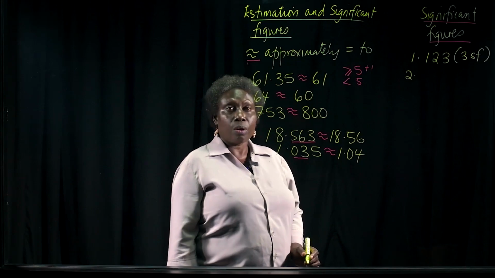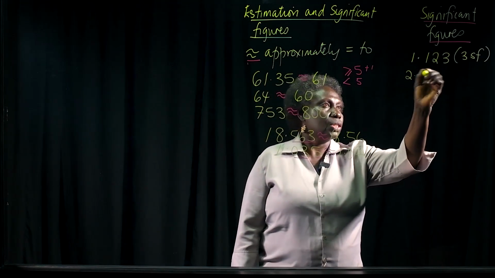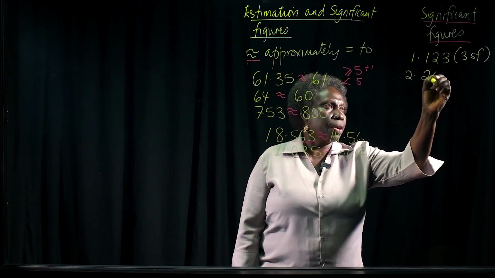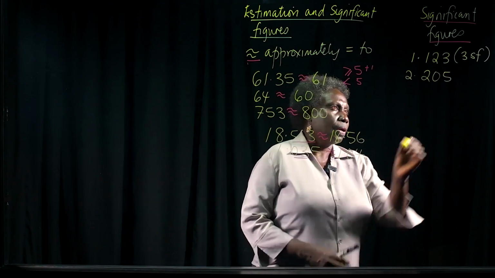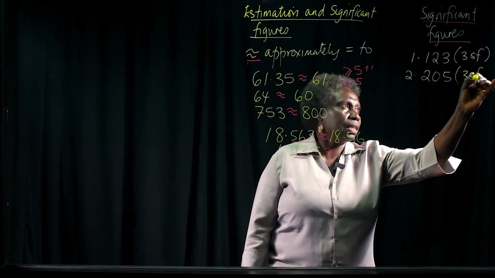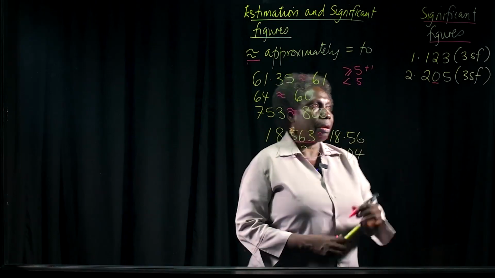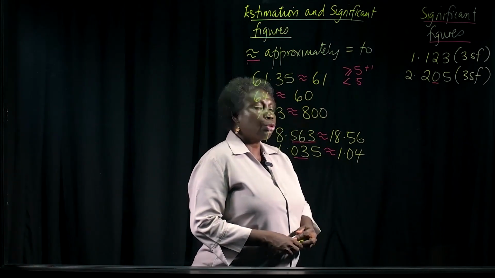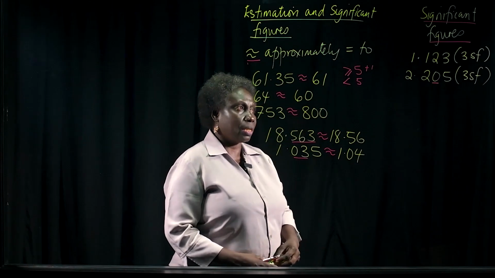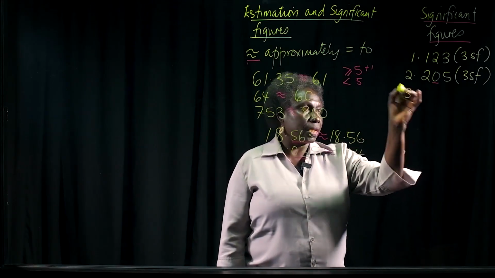Rule 2. Zeros between non-zero digits are also significant figures. So if I have 205, 205 has 3 significant figures since this 0 here is between the 2 non-zero digits. Therefore, it is significant.